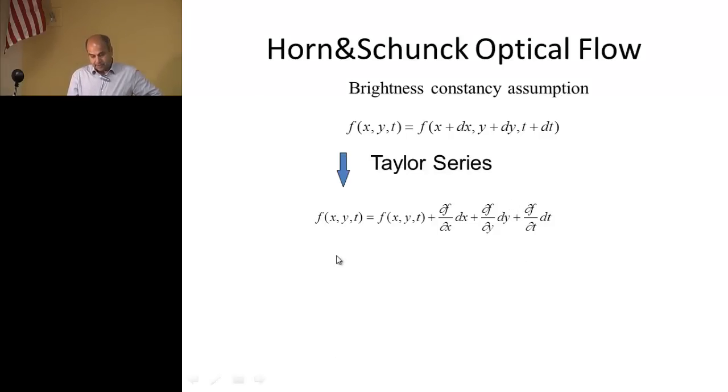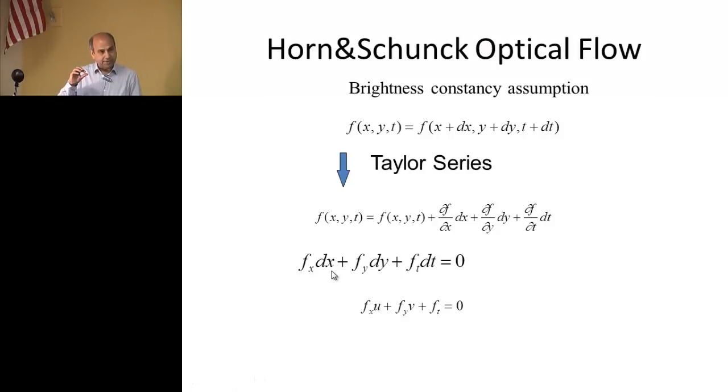Now as you see, this will cancel with this, so we will get fx dx, which is just a partial derivative, fy dy and ft dt. Then what we are going to do is divide every term in this by dt. So this will become dx by dt, dy by dt, and dt by dt. dt by dt will become 1, so it will become ft. And dx by dt is the change in x with respect to time, and dy by dt is the change in y with respect to time, which we'll call u and v. And that is essentially optical flow.